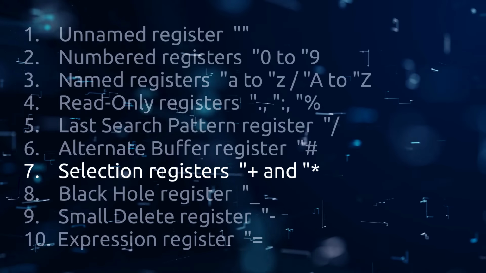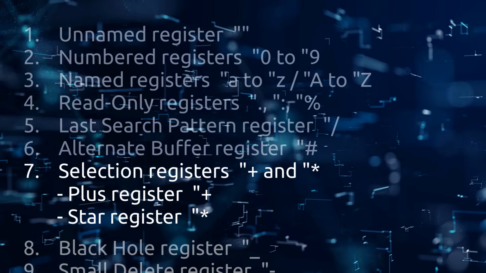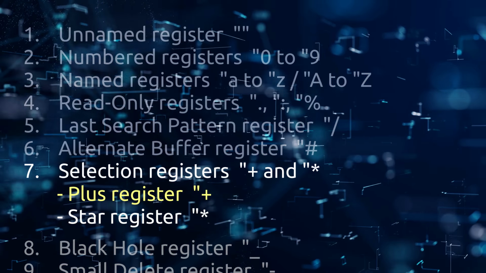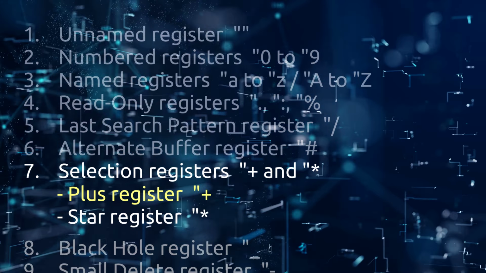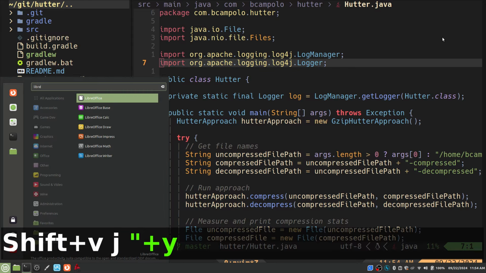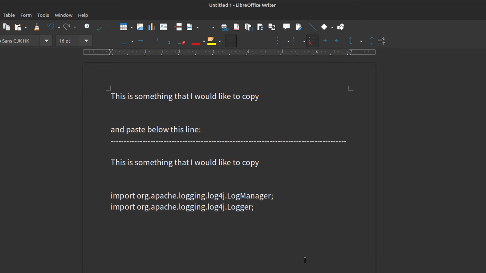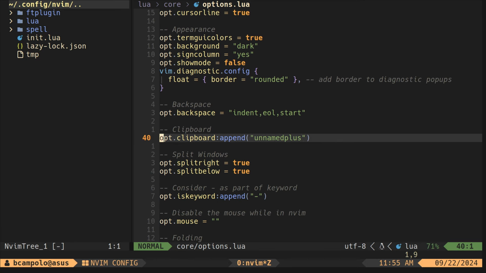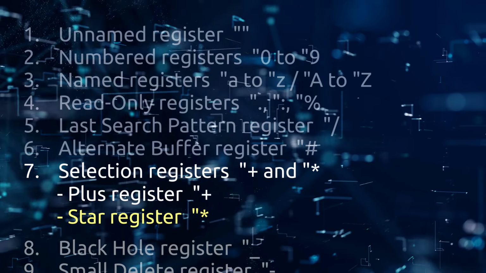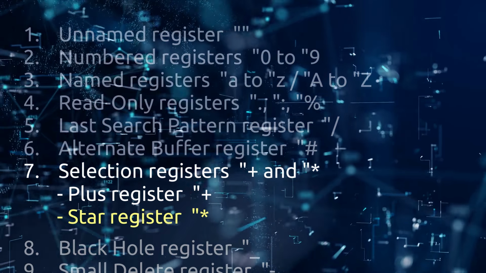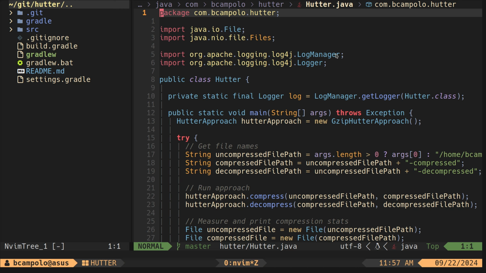Next up are the selection registers, the plus register, and the star register. The plus register is represented by double quote + and is equivalent to the system clipboard, enabling you to copy and paste between applications. Many Neovim users update the clipboard setting to include Unnamed Plus, which configures Neovim to always use the clipboard for all operations, instead of interacting with the selection registers explicitly. The star register is represented by double quote * or asterisk and stores the last text selected with the mouse.